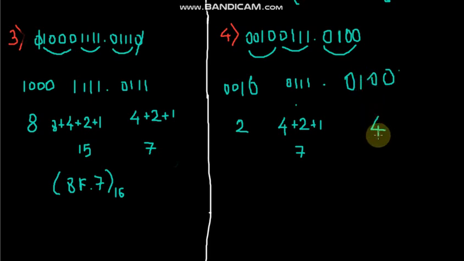Now we can see here that we don't have to use the letters, as no digit is exceeding the value of 10. So joining all these numbers, we get our final value as 27.4 in hexadecimal number system. So this was a quick tutorial on how to convert the binary numbers along with the fraction part into its hexadecimal equivalent.